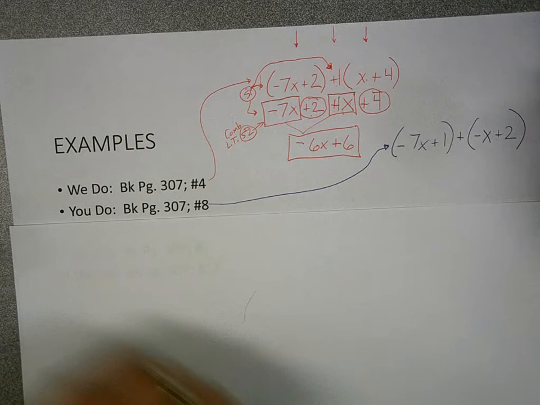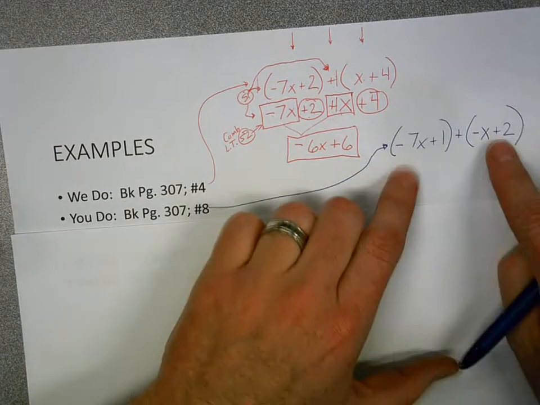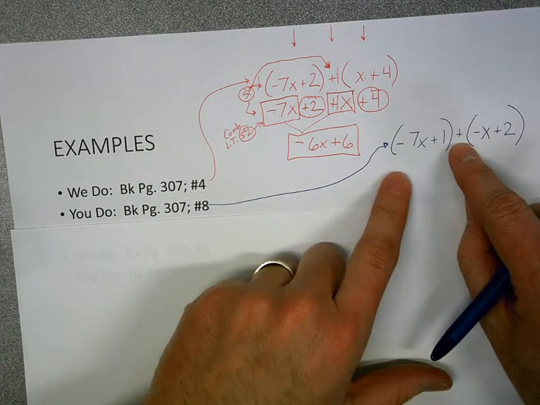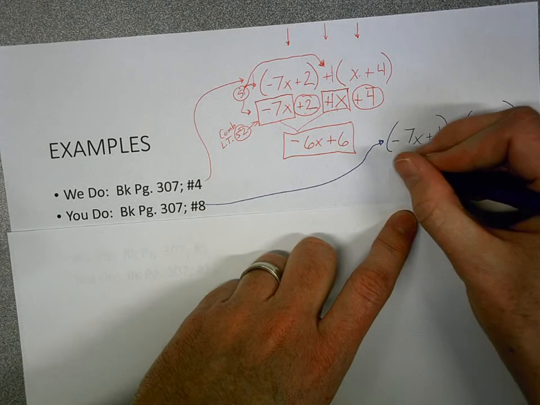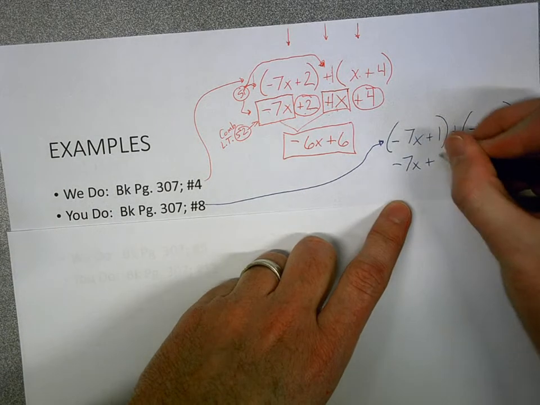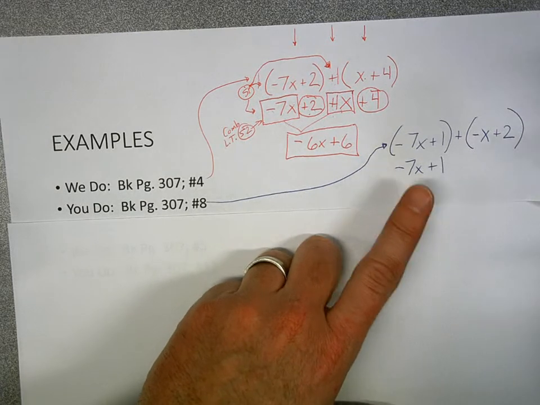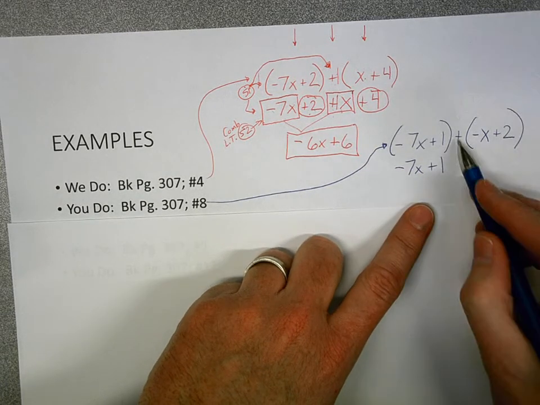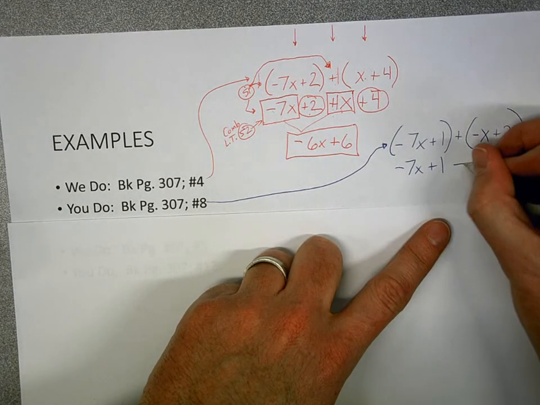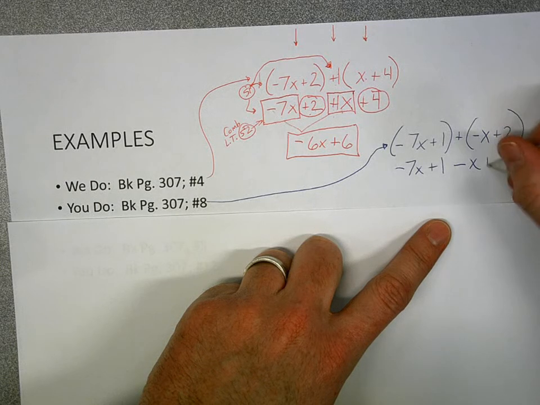Okay, here we go. So what I have is two expressions. They're being added together. Because of that addition sign, I can rewrite it by dropping the parentheses, negative 7x plus 1. If you put a double sign, that's okay, but you might want to, instead of saying plus negative x, just write minus x plus 2.